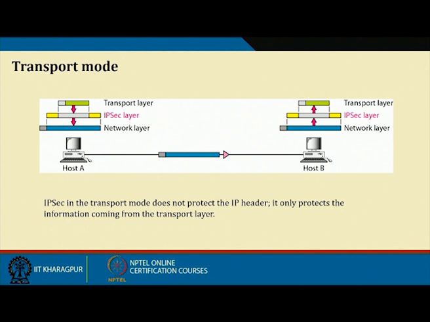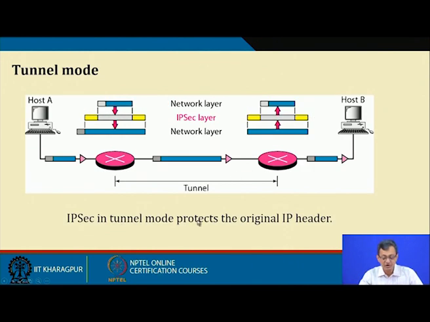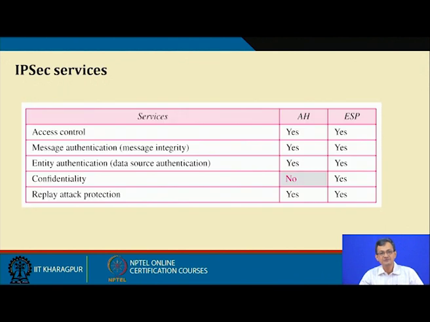So, IPsec in the transport mode does not protect the IP header. It only protects the information coming from the transport layer, the payload, right. Here the structure is like this. At host B, it is deciphered or extracted in this fashion, whereas the tunnel mode protects the original IP header, because it comes with a new IP header. So, it forms a tunnel between the two devices or two parties.